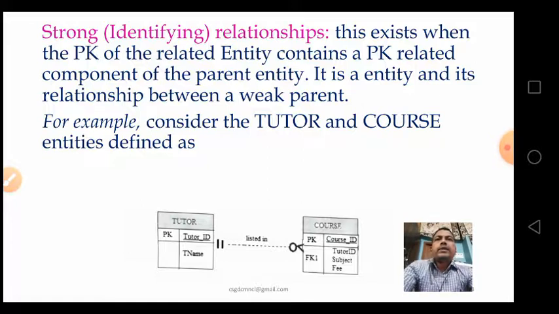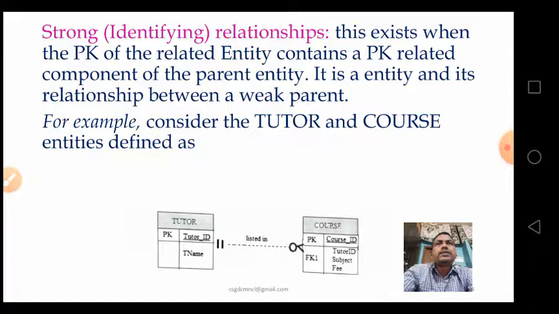Once again I repeat, relationships. Relationships mean associations between entities. That means relations between the entities. The different types of relationships in a database are: one-to-one relationship, one-to-many relationship, and many-to-many relationship.